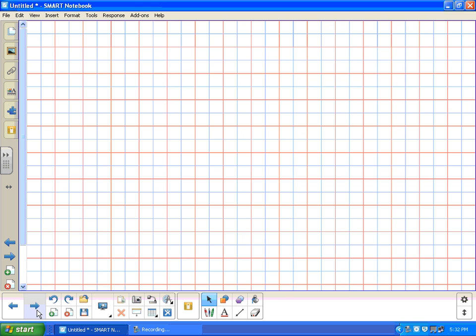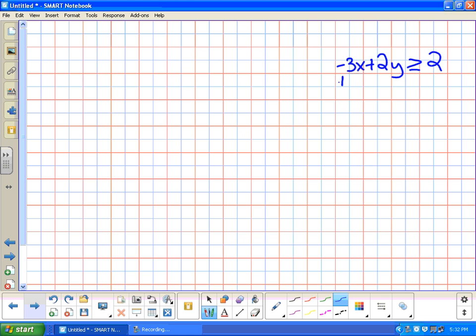This time I'm going to use the two inequalities. Negative 3x plus 2y is greater than or equal to 2. Now remember, I need to solve for y and put this in slope-intercept form. So I'll be adding 3x to each side, giving me 2y is greater than or equal to 3x plus 2. Then I'll divide each term by 2.